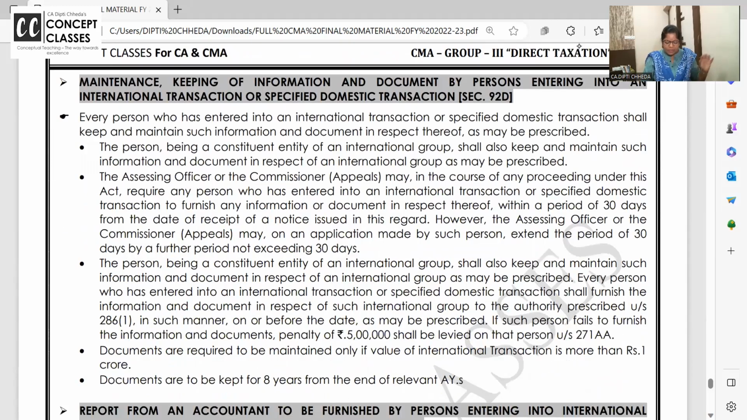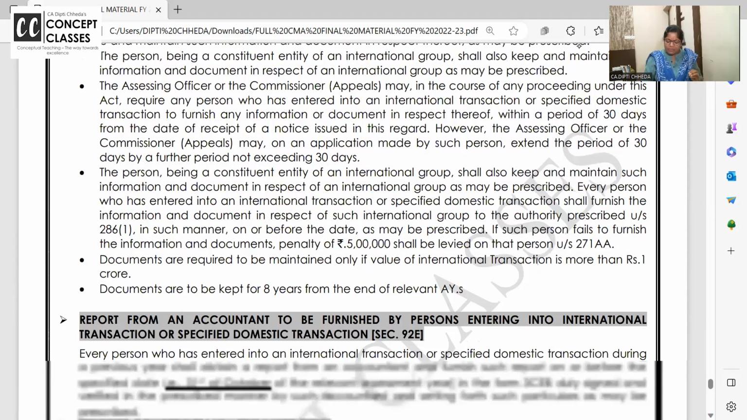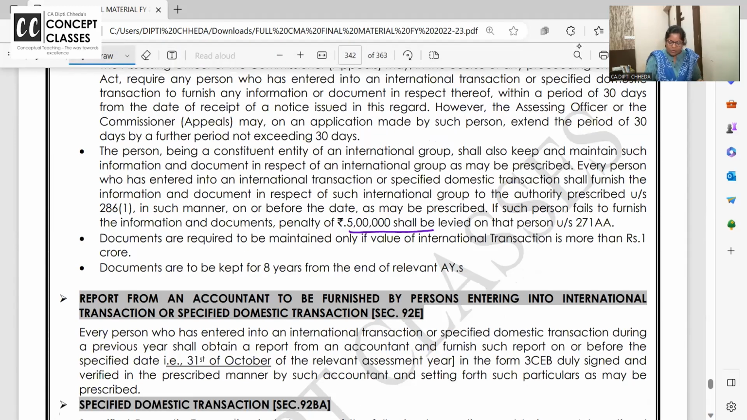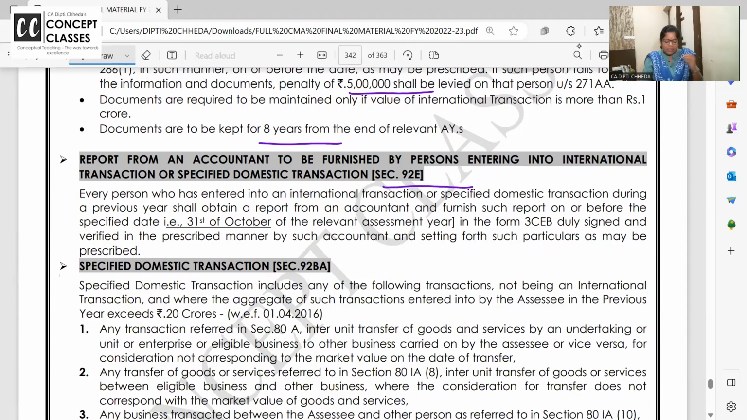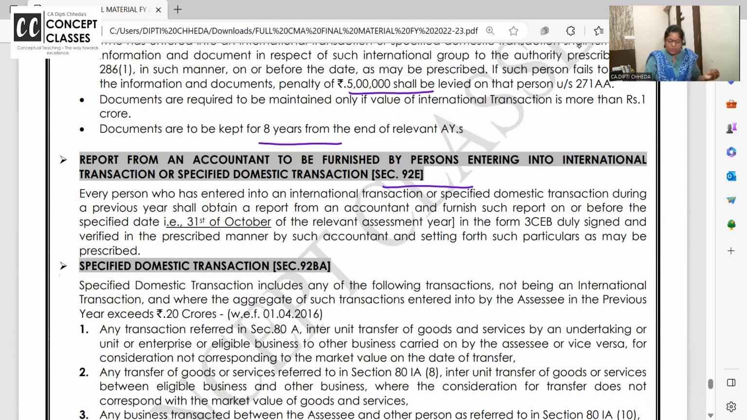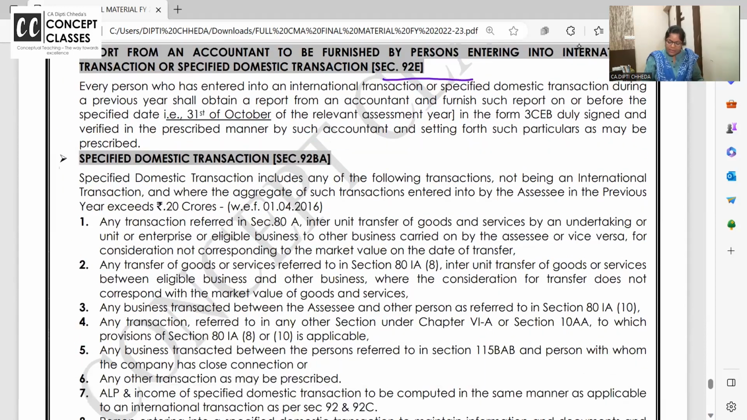92 is documents. You need to maintain proper documentation for transfer pricing. Otherwise, 5 lakh penalty is there. And these documents should be kept for 8 years. 92 is for all the transactions you need to have the report of a CA.